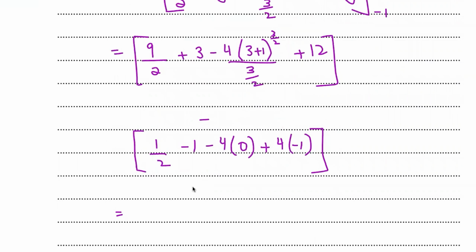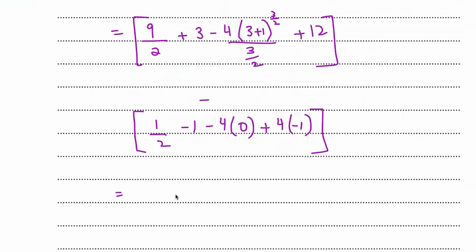Simplifying, subtracting these two values, we get 8 upon 3, and we add the pi to the final answer. So the final volume obtained is 8 pi upon 3.